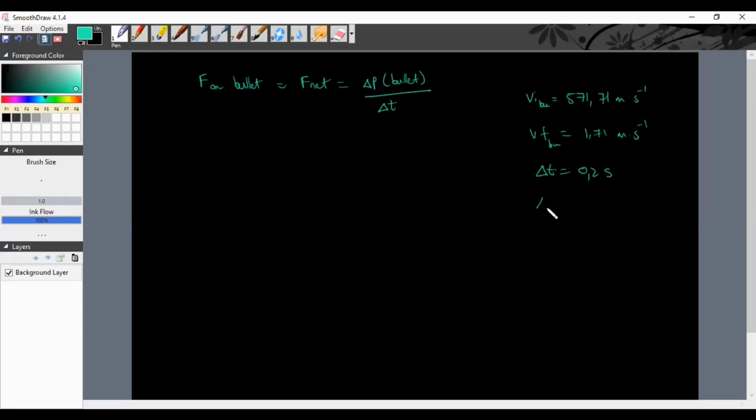And we know the formula for the change in momentum is m(vf minus vi). Okay, we've got about 2 minutes left of the session because it's supposed to end at 7.